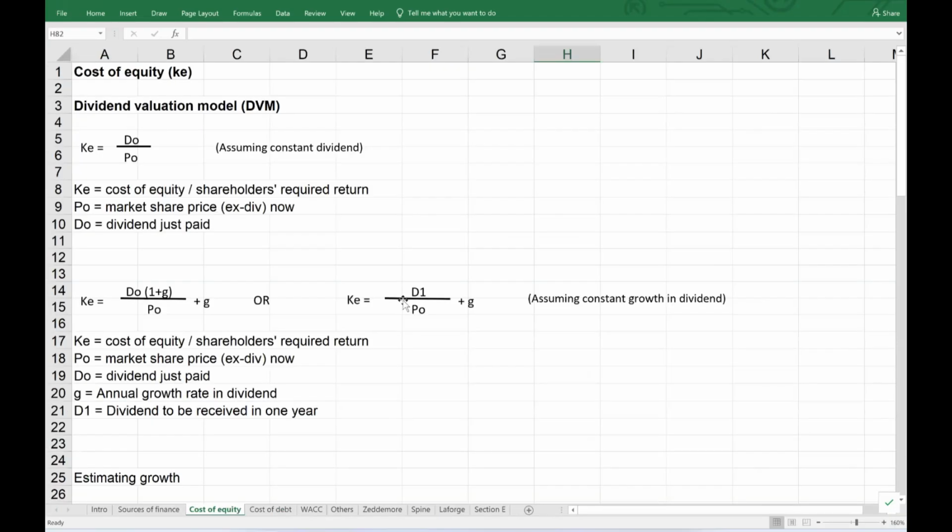So for cost of equity, we only have two methods in our syllabus. For cost of debt, we have many methods available. Why? The reason is that in equity, there's no grading. There are no classes in equity.